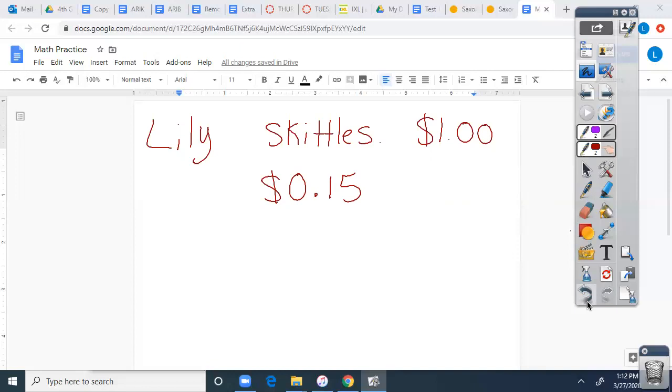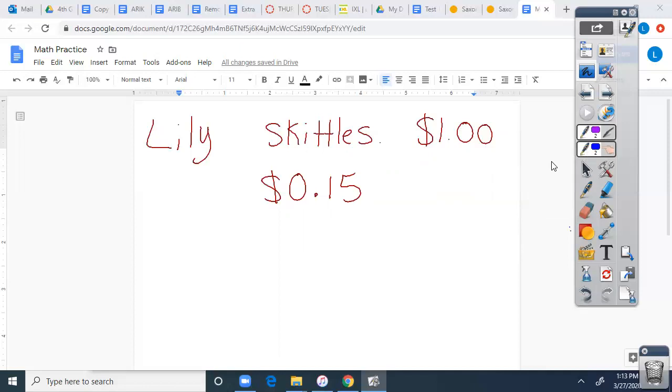Okay, when you see this question, these are the steps that you're going to have to go through, okay? So Lily went to the store to buy Skittles. She gave the cashier $1. She gave the cashier a $1 bill. The cashier gave her back 15 cents. So how much did the Skittles actually cost? Are we adding or are we subtracting? Think about it.